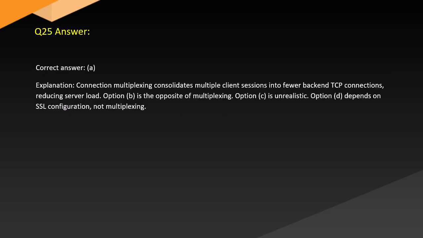Answer. Correct answer: A. Explanation: Connection multiplexing consolidates multiple client sessions into fewer backend TCP connections, reducing server load. Option B is the opposite of multiplexing. Option C is unrealistic. Option D depends on SSL configuration, not multiplexing.